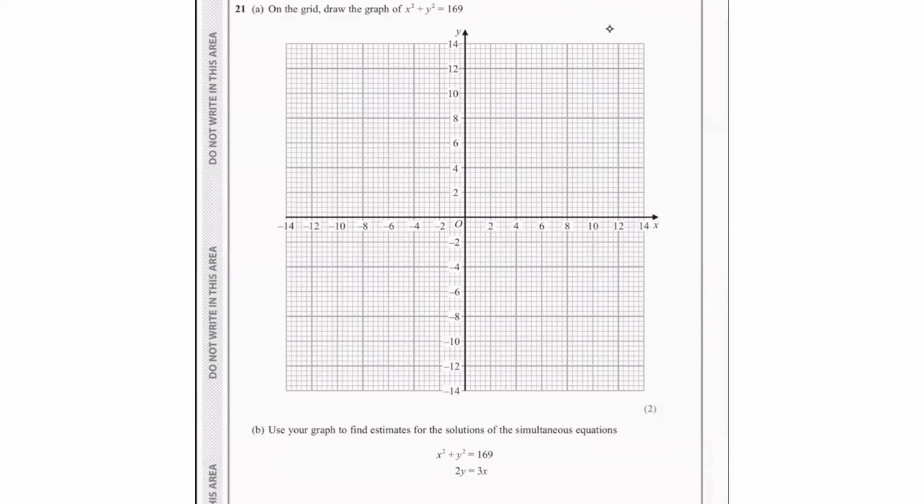Question 21 says, on the grid, draw the graph of x squared plus y squared equals 169. And use your graph to find estimates for the solution of the simultaneous equations x squared plus y squared equals 169 and 2y equals 3x. So this is an equation of a circle, which is given as x minus h whole squared plus y minus k whole squared equals r squared. r is your radius, and h and k represent the coordinates of the center. Since it's x squared plus y squared, that means the center is 0, 0. And the radius is going to be the square root of 169, which is 13.